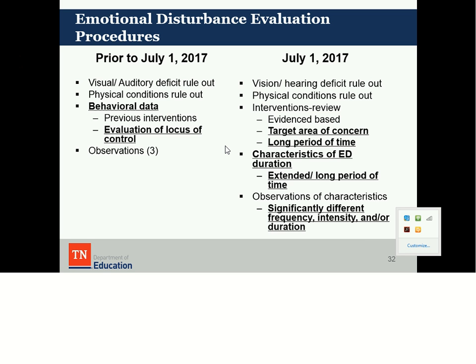It's not a requirement that a student have a certain level of interventions in order to be evaluated or to determine eligibility. The evaluation of locus of control is removed. Characteristics of emotional disturbance, when we're talking about what those are, need to be documented in your evaluation. It also needs to be documented the length of time that those have been observed, the duration of them, as well as the characteristics. When you're doing your observations, they need to include the significance of those behaviors and emotional differences that occur in frequency, intensity, and duration. So keep those different characteristics in mind. If they're not directly observed, then you also follow up with your observations with some indirect information from teachers and those who work with the student.